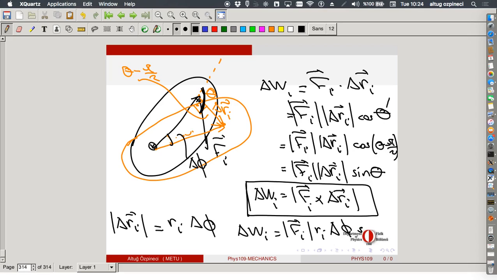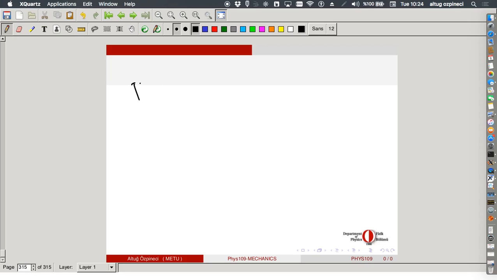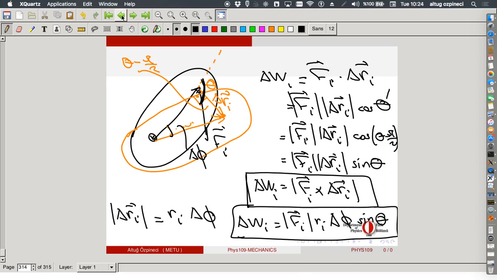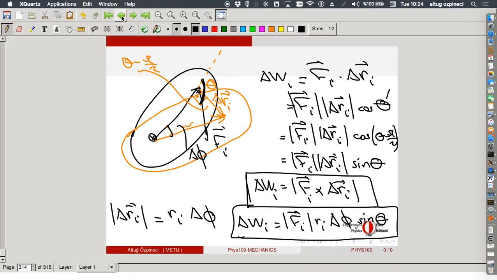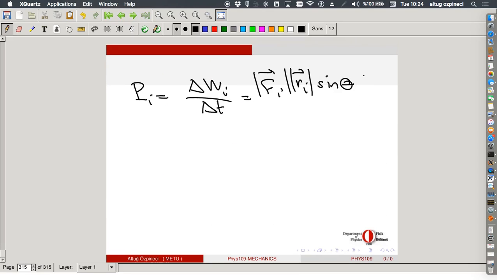Delta phi times sine of theta. Let us calculate the power. The power will be nothing but the work done per unit time. And this is Fi times Ri times sine of theta times delta phi over delta t.